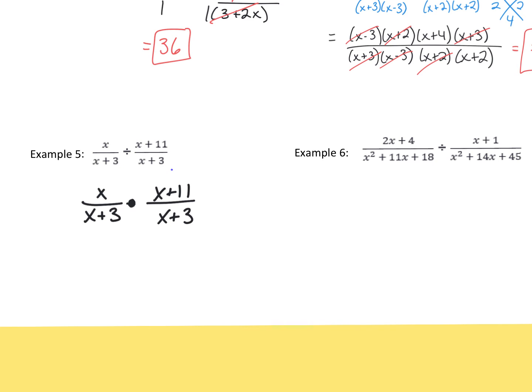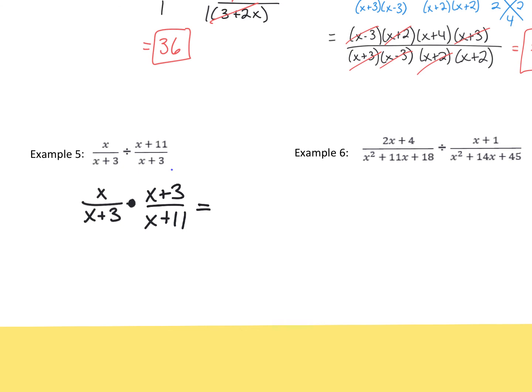Now we look. Can any individual numerator be factored? X or x plus 11? No. I didn't even flip that. It's the KFC. Okay, no individual numerator can be factored. What about any of the denominators? No. Okay, good. So we're ready to multiply across.